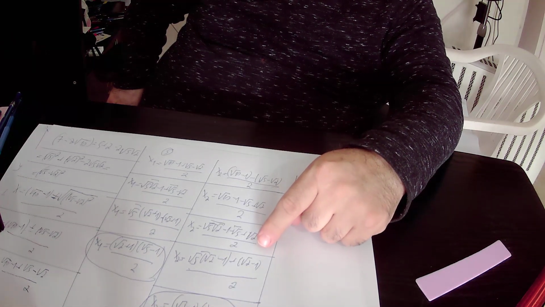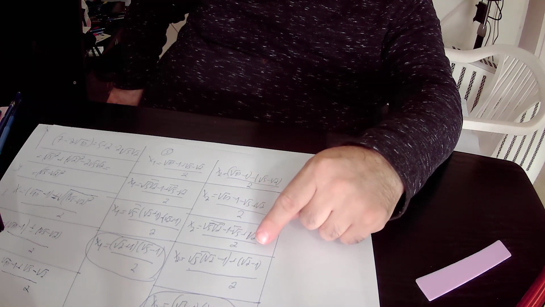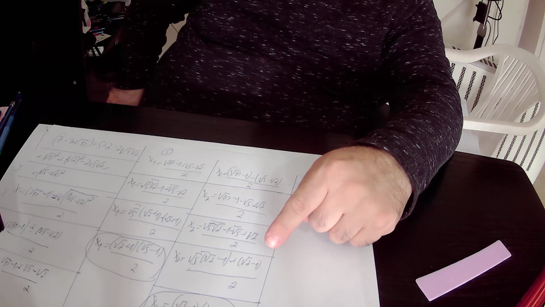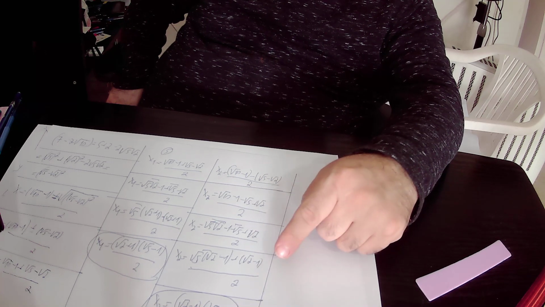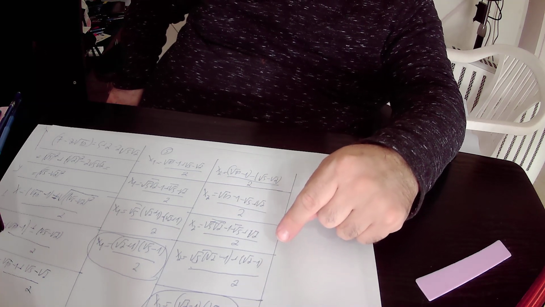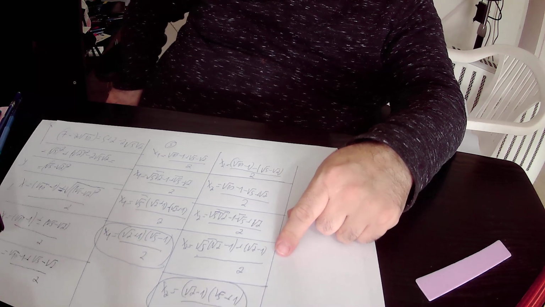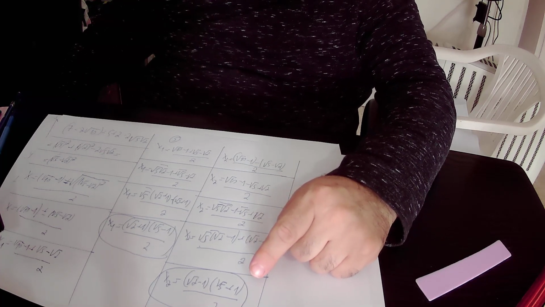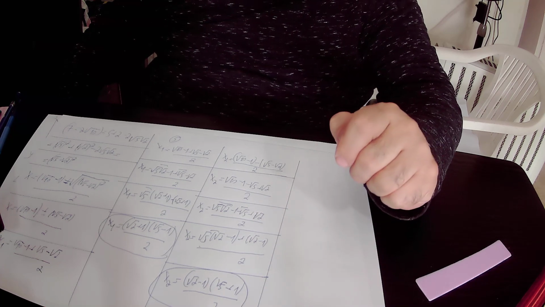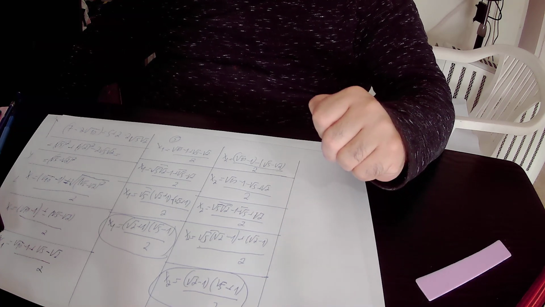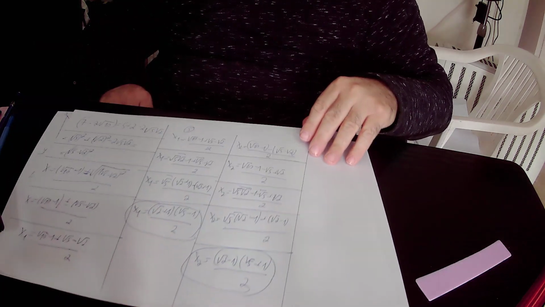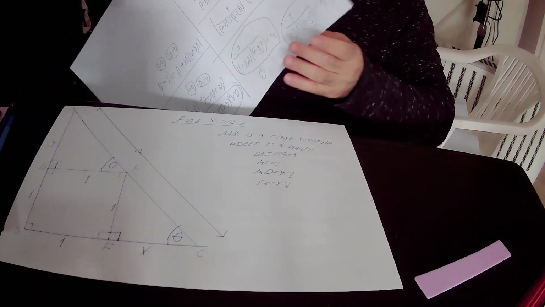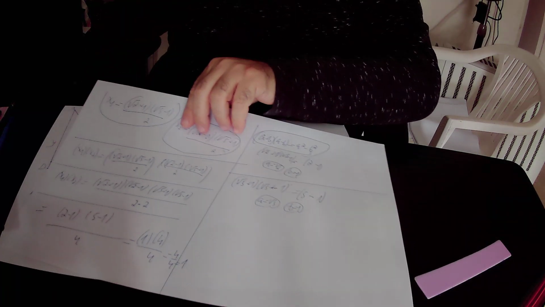Here we took square root of 5 as a common factor, and inside the brackets we have square root of 2 minus 1 plus square root of 2 minus 1 over 2. We took square root of 2 minus 1 as a common factor, and we found out that x2 equals square root of 2 minus 1 times square root of 5 plus 1 over 2. So we got the values of x1 and x2. I copied the values of x1 and x2 in this page.